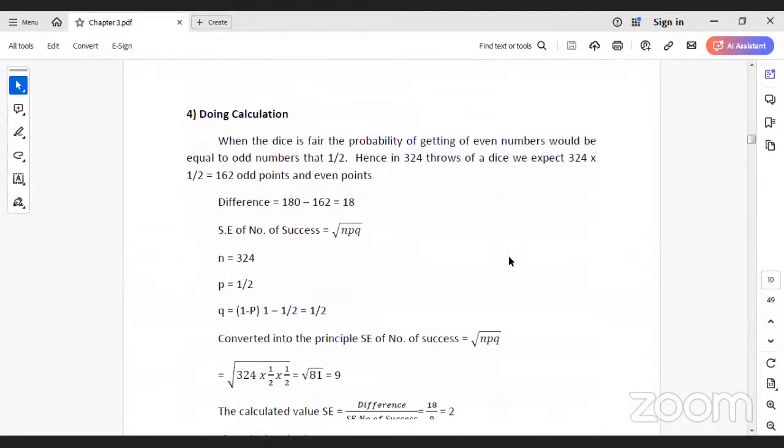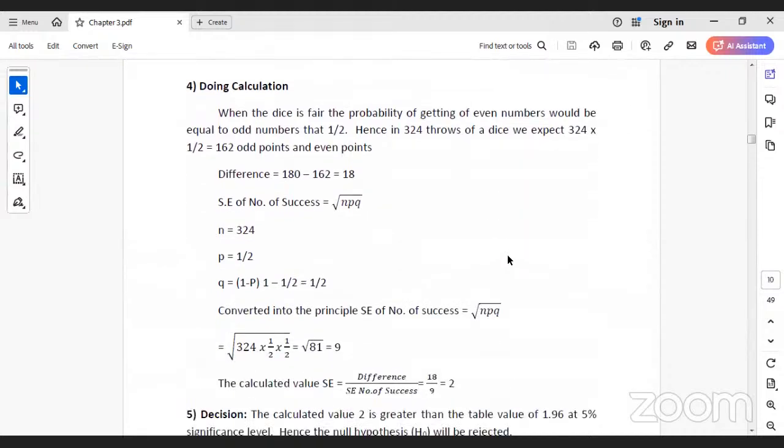So doing calculation, you observe carefully here. When the dice is fair, the probability of getting even numbers would be equal to odd numbers. See, to confuse the student, the examiner is using the words even numbers and odd numbers. For a dice, how many even numbers are there? The same number of odd numbers will be there. 1, 2, 3, 4, 5, 6, six-faced dice. So 1, 3, 5 are the odd numbers and 2, 4, 6 are the even numbers. So that is half of the value.